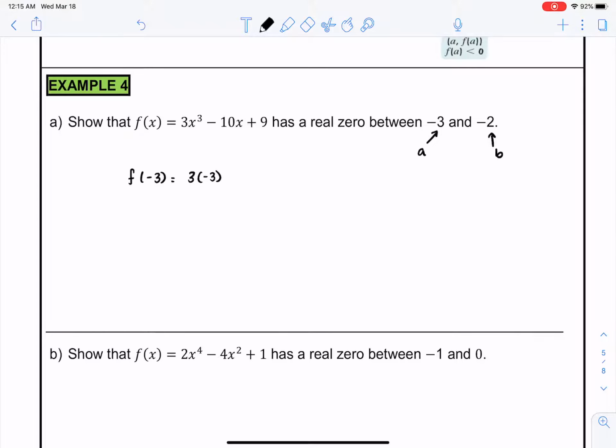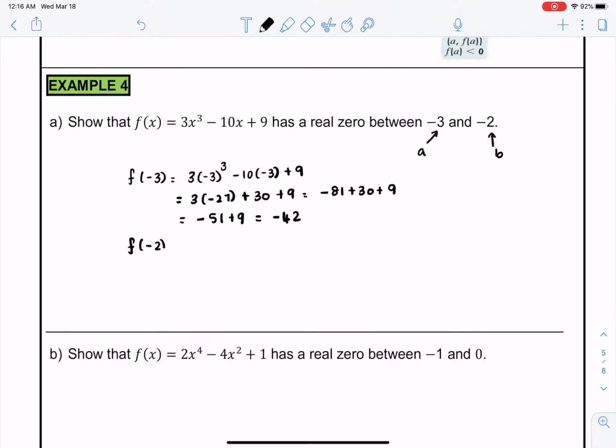So all we have to do is plug in -3. So we have 3 times -3 cubed minus 10 times -3 plus 9. So 3 times -27 plus 30 plus 9. So -81 plus 30 plus 9. And we have -51 plus 9, which is -42. Clearly, it is a negative number. Now I'm going to plug in the other value, which is -2. So 3 times -2 cubed minus 10 times -2 plus 9. So 3 times -8 plus 20 plus 9, which is -24 plus 29 equals +5.